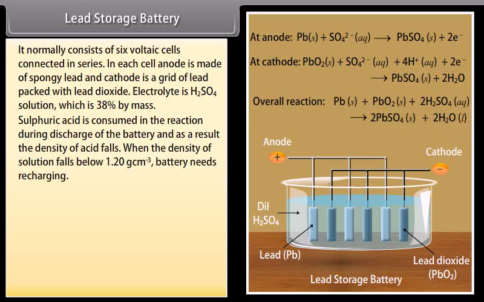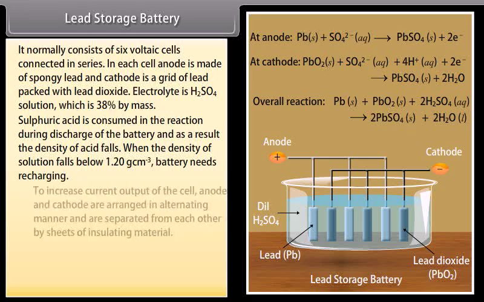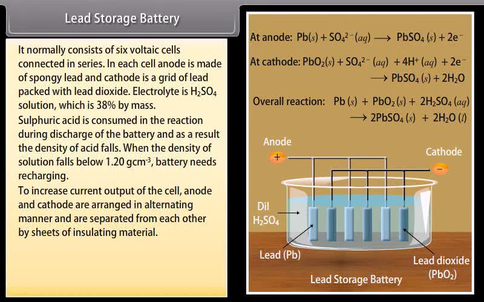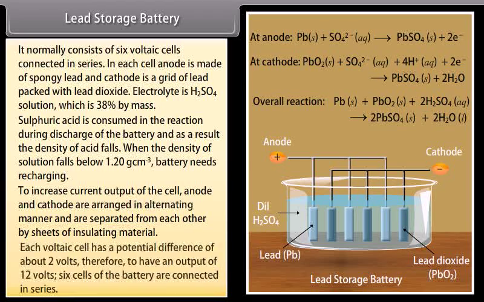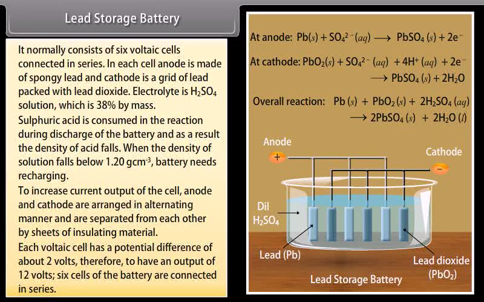When electrical energy is supplied to the battery from an external DC source, cell operates like an electrolytic cell and chemical reactions take place. But now, the electrode reactions are reverse from those that occur during the discharge of the battery. To increase current output of the cell, anode and cathode are arranged in alternating manner and are separated from each other by sheets of insulating material. Each voltaic cell has a potential difference of about 2 volts. Therefore, to have an output of 12 volts, 6 cells of the battery are connected in series.